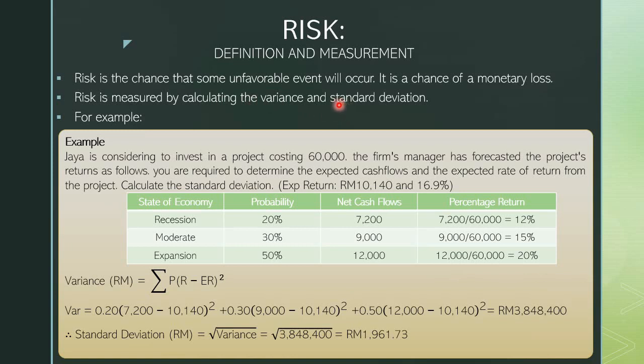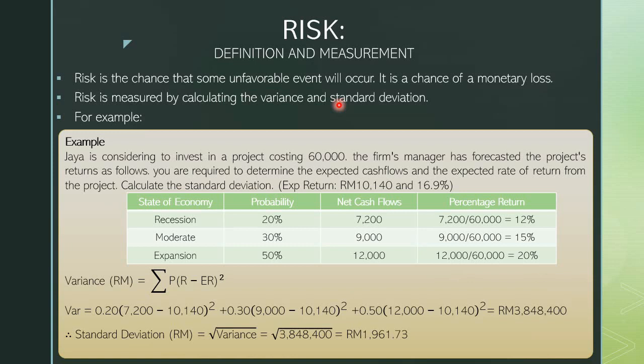So we're going to see how much our expectation, remember that we've calculated earlier on the expected return 16.9%, how much is our expectation deviate from the actual result? So the bigger the deviation is, the more difficult for us to forecast the future. Therefore, the risk is high.